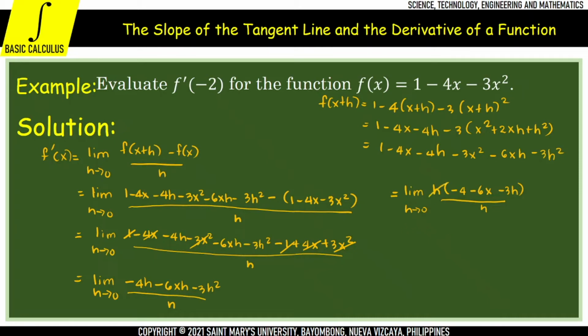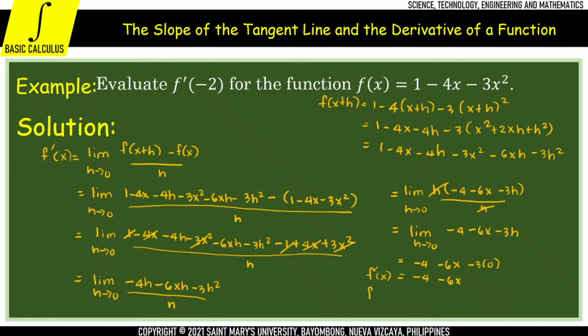Next, we can now cancel h in the numerator and denominator, and you are left with the limit of negative 4 minus 6x minus 3h as h approaches 0. Meaning, we can now directly substitute 0 to h. So we have negative 4 minus 6x minus 3 times 0. Meaning, that's equal to negative 4 minus 6x. So that is f prime of x.